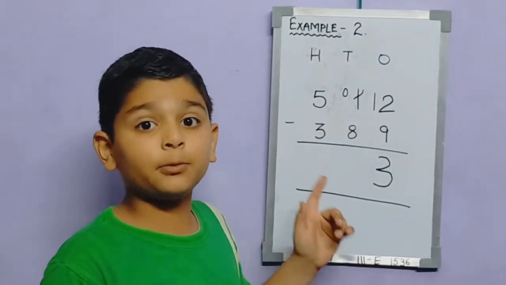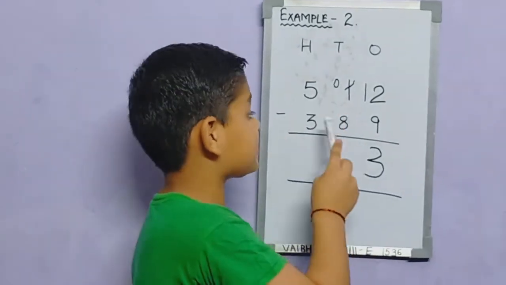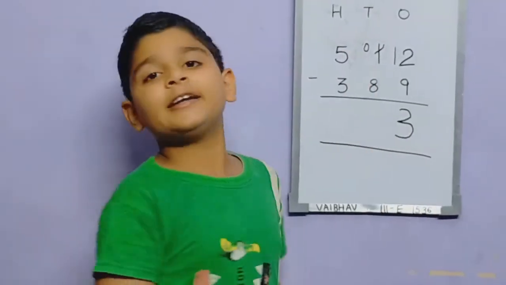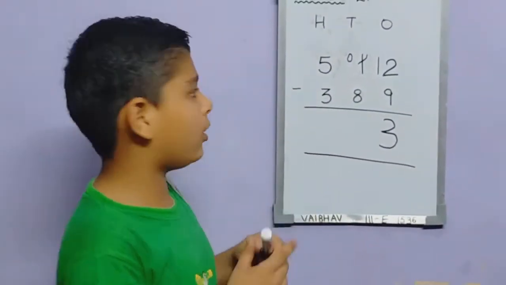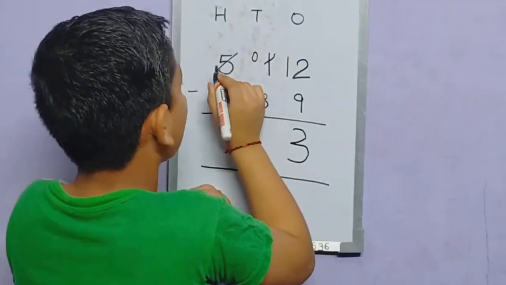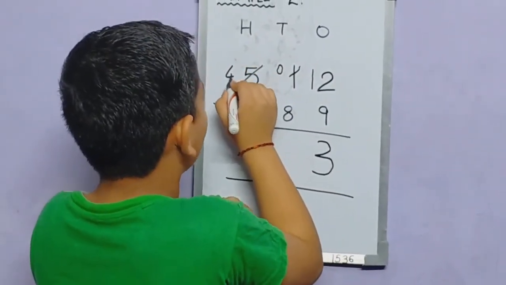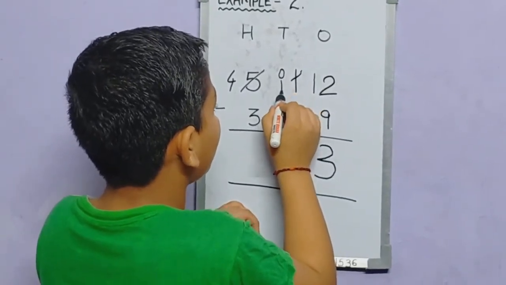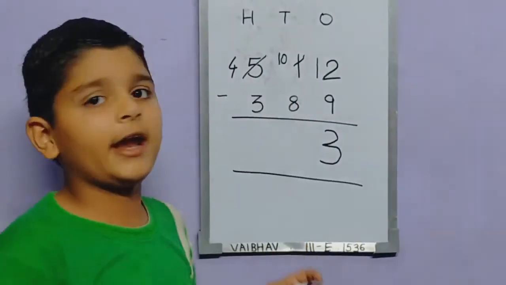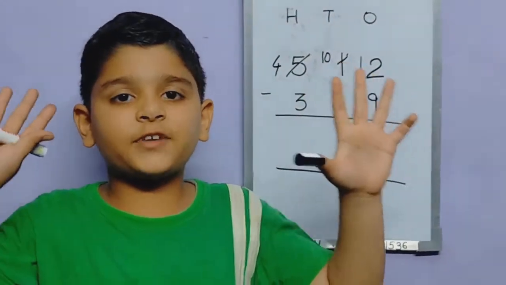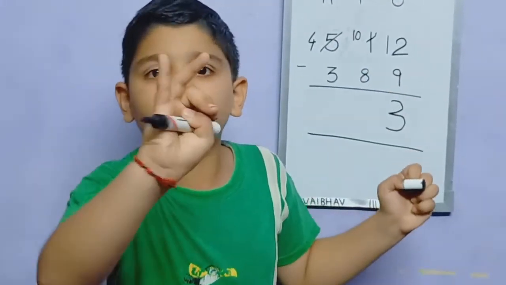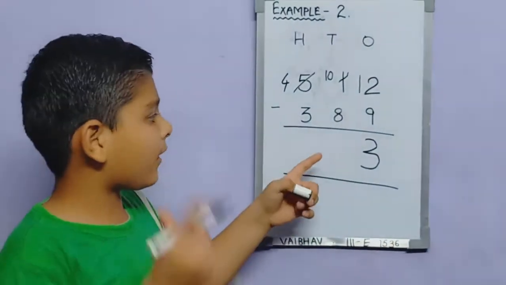So friends, now we come to the tens place. Here, 0 minus 8. We cannot do 0 minus 8. So friends, we take a borrow from the hundreds place. Let's take the borrow. Borrow 5, then here comes 4 and here comes 1. Friends, we can do 10 minus 8. 5, 10. We have to minus 8. 4, 5, 6, 7, 8. How many fingers are left? 2. Very good, friends. Now here we write 2.